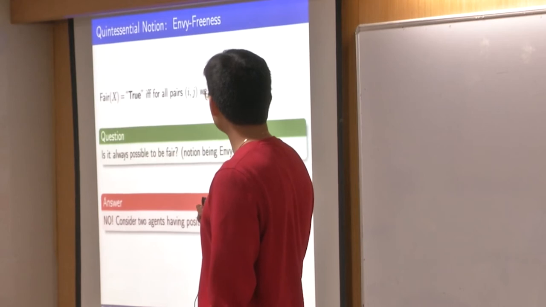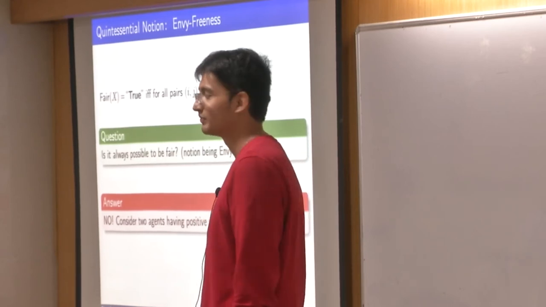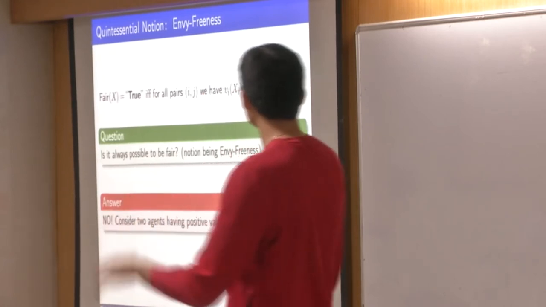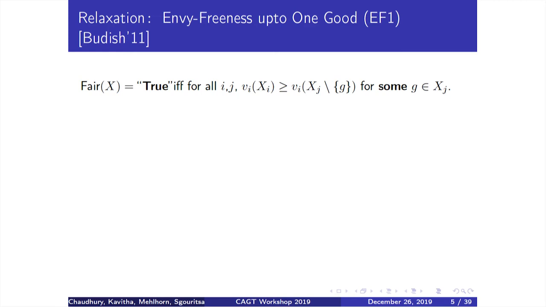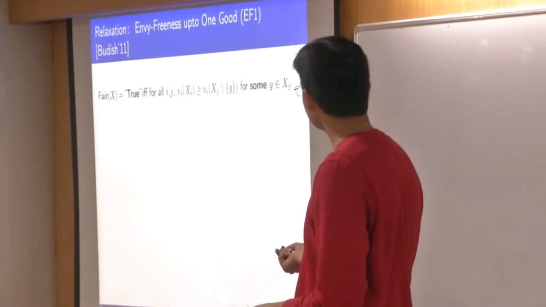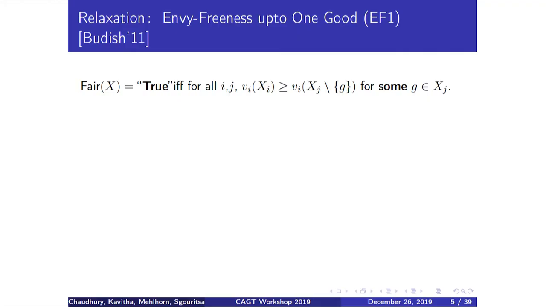So henceforth, people thought about relaxations of envy-freeness. Now I would be coming into more specific definitions. If you have questions, please feel free to stop me. So the first relaxation is called envy-freeness up to one good. Here we say that envy-freeness is too much to ask for, so instead we ask the following. Consider any pair of agents, I and J. Now, it's okay if agent I envies agent J. But if J did not have a particular good, and if I remove this good from J's bundle, then I would not be worse off.